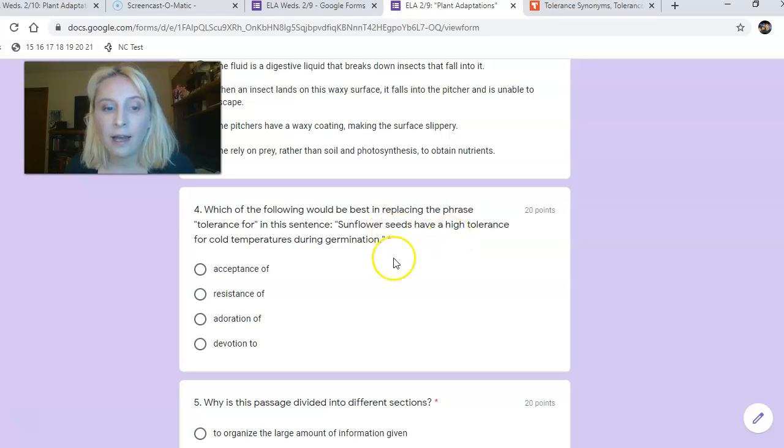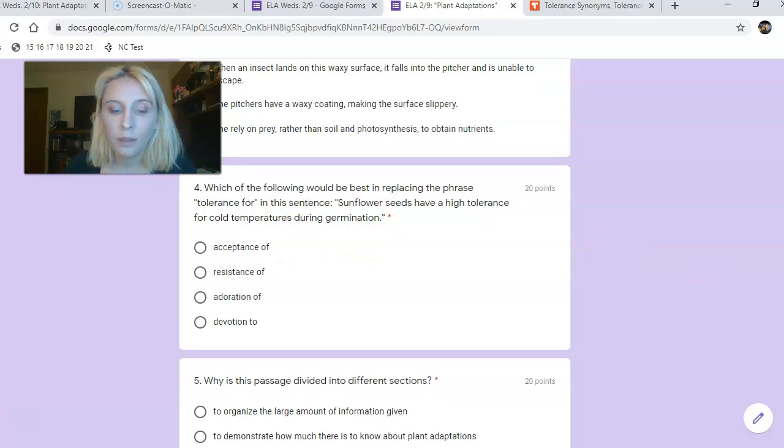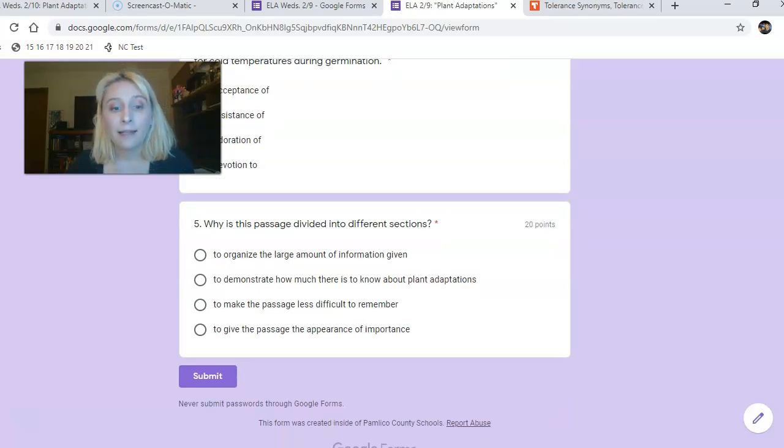Sunflower seeds have a high adoration of cold temperatures during germination. Sunflower seeds have a high devotion to cold temperatures during germination. Number 5, why is this passage divided into different sections?